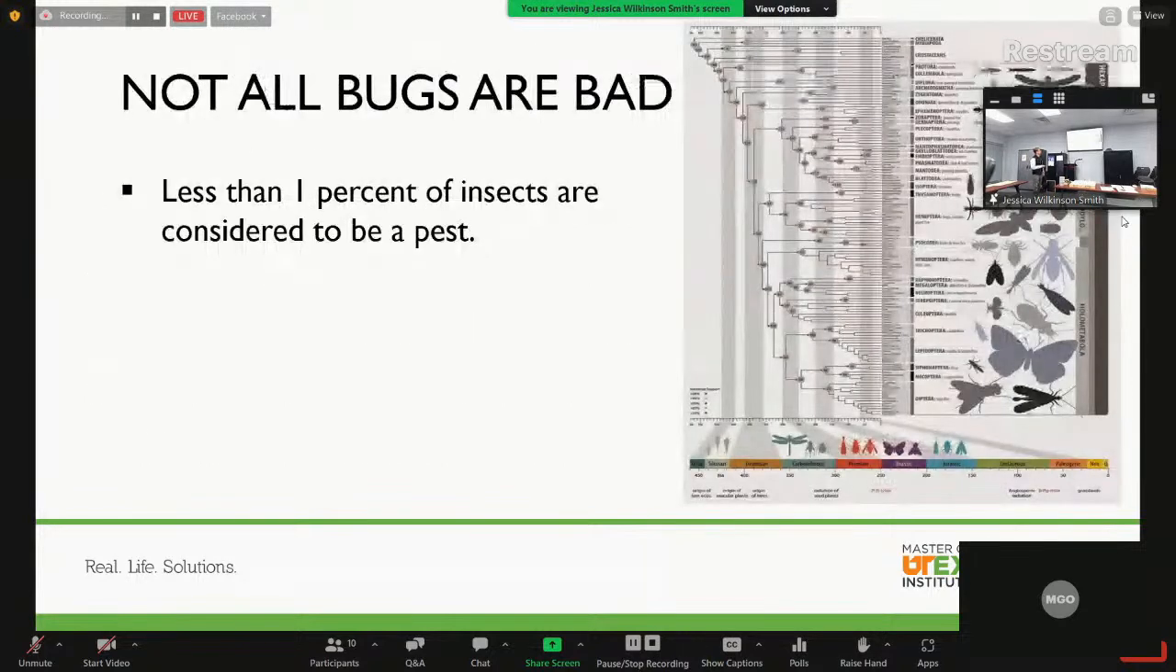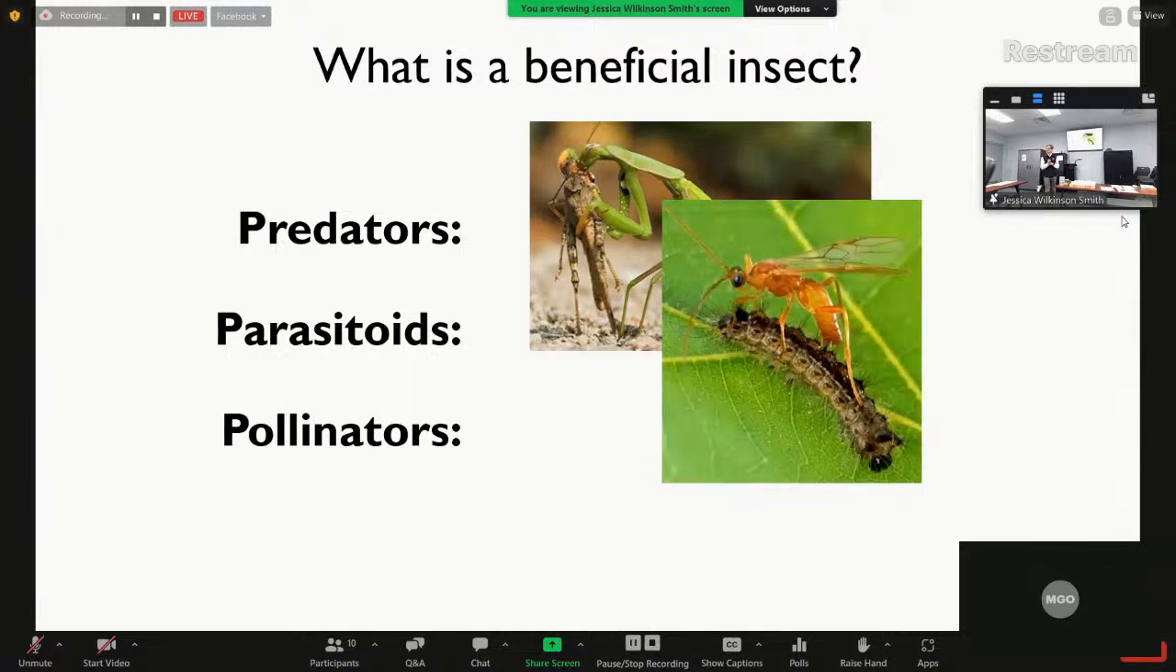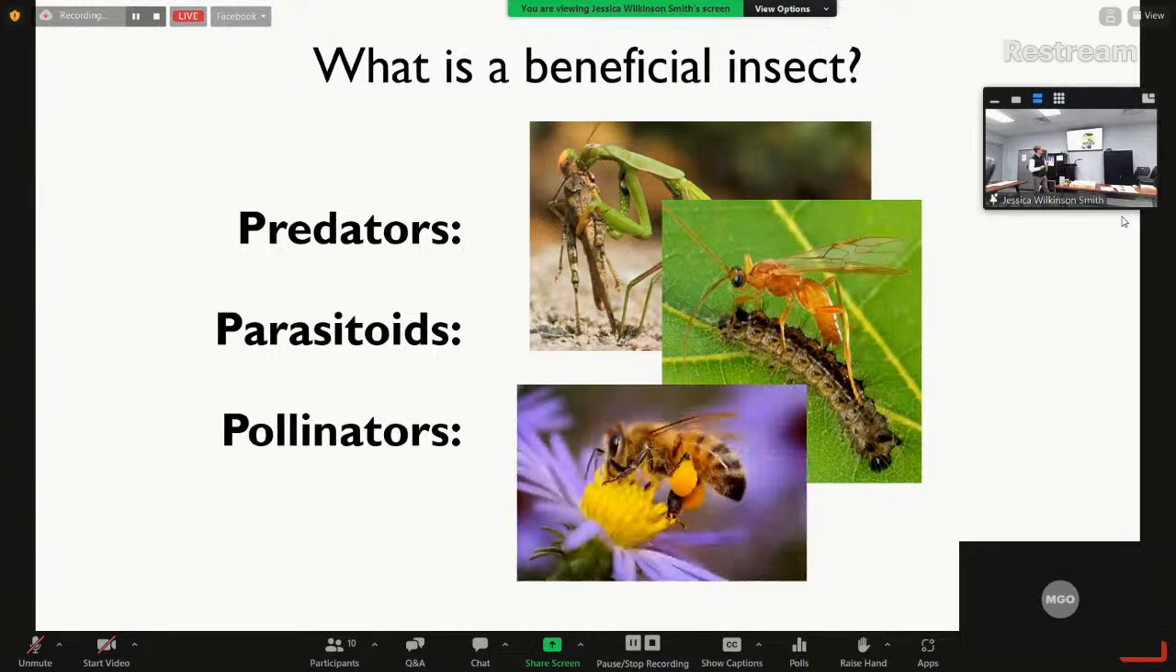All right. Not all bugs are bad. Less than 1% of insects are actually considered pests, whether in the home, harmful to human health, harmful to our crops and what we eat, our livestock. So remember, most bugs out in the environment are not a pest. All right, so what is a beneficial insect, right? So something that actually provides us an ecosystem service. So there's three main topics that I want to discuss here. The first one is a predator. And what we think of as a praying mantis is eating another pest, right? Parasitoids, that's the one that I mentioned, inserts that egg, and then pollinators.